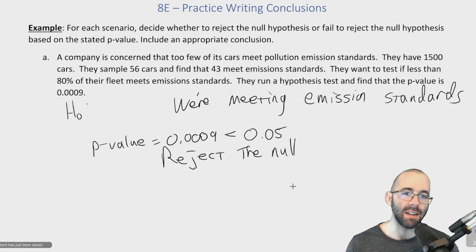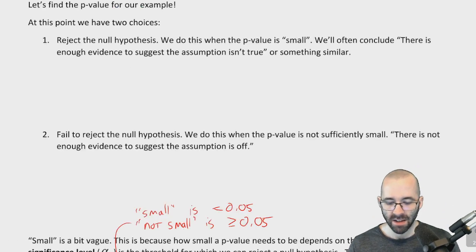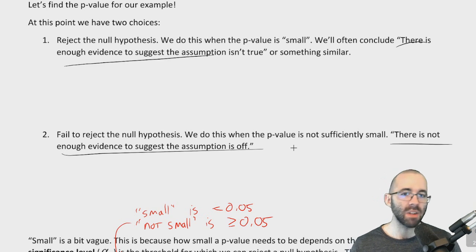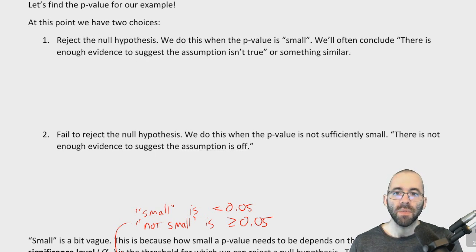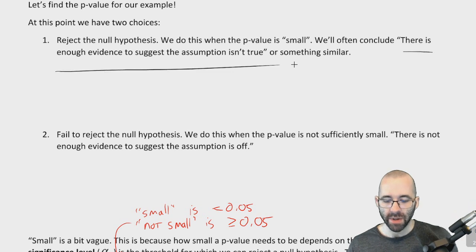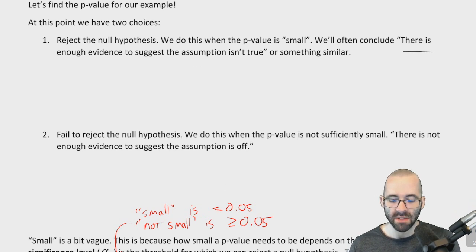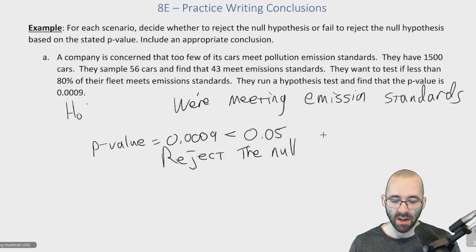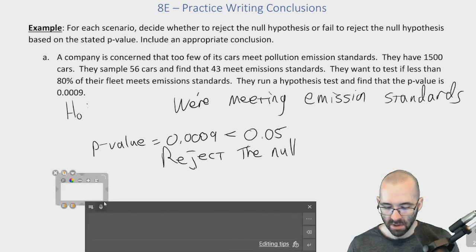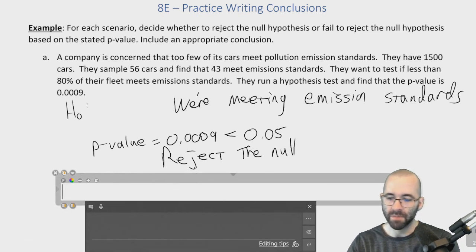But what does that mean? Our sentences are either going to look like one of these two, pretty much for most of these. Either there is enough evidence or there's not enough evidence. So we're rejecting the null, so we're going to choose this one. There is enough evidence to suggest the assumption is not true. That's what we're going to say here.